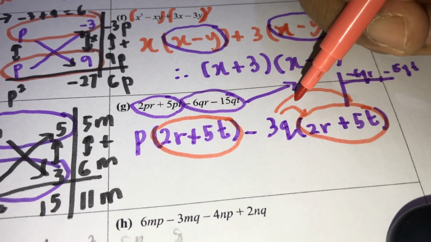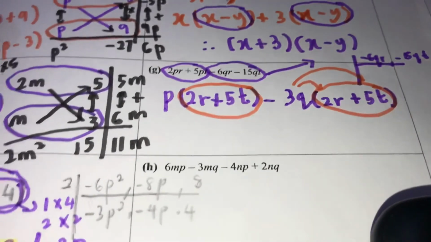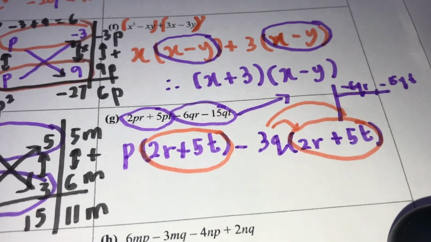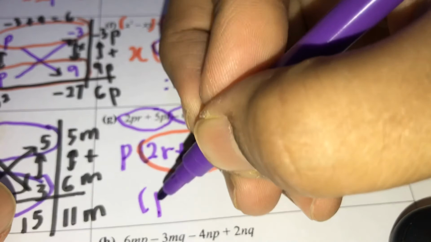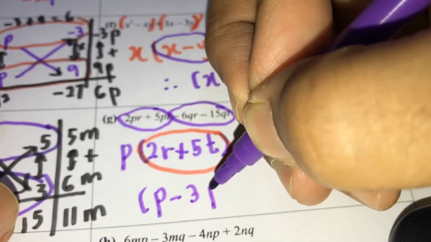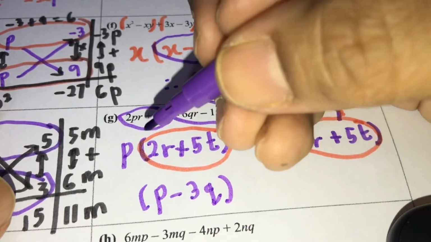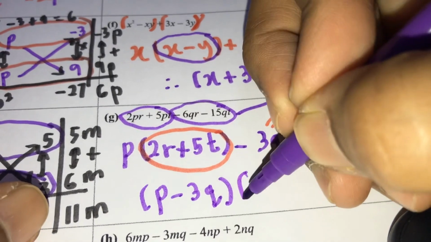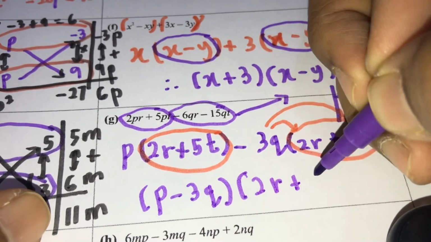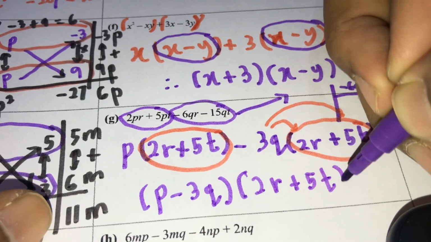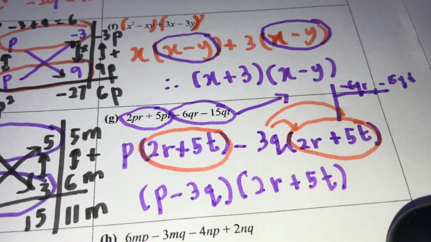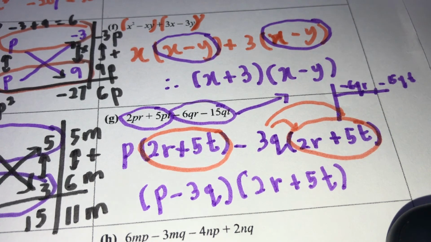Okay, correct. Now your answer. You can write your final answer: P minus 3Q, another one 2R plus 5T. That one is your answer. Okay, that was factorizing using method 4, common factor in 4 algebraic terms.